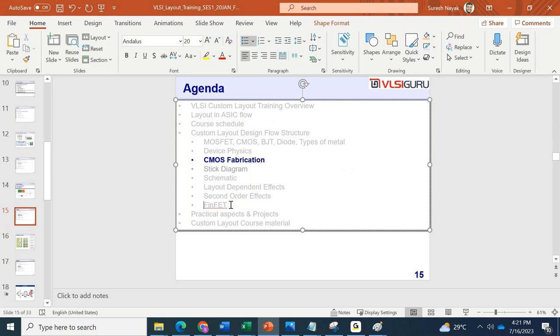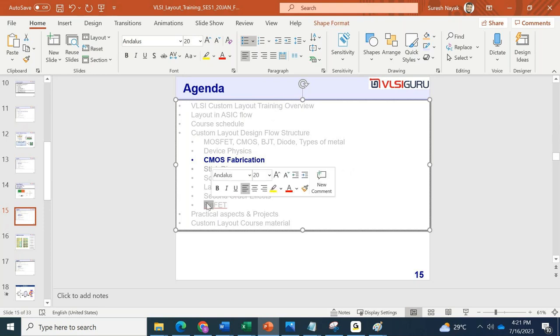And FinFET. Below 16 nanometer, all the technologies are called FinFET. Whatever we study in planar is different, because FinFET is 3D. There are many concepts: MOSFET and FinFET. What is the difference? First you learn about the fin. I'm not going into that much depth, I'll just give you an idea.